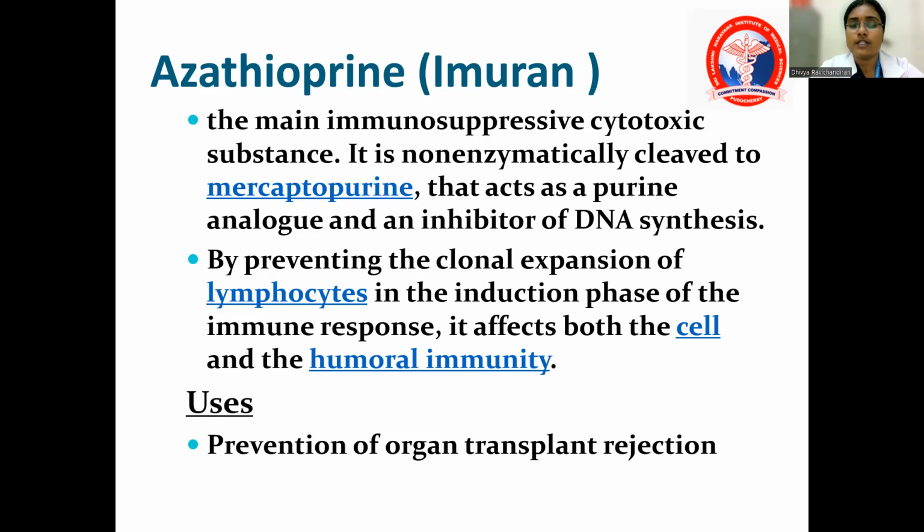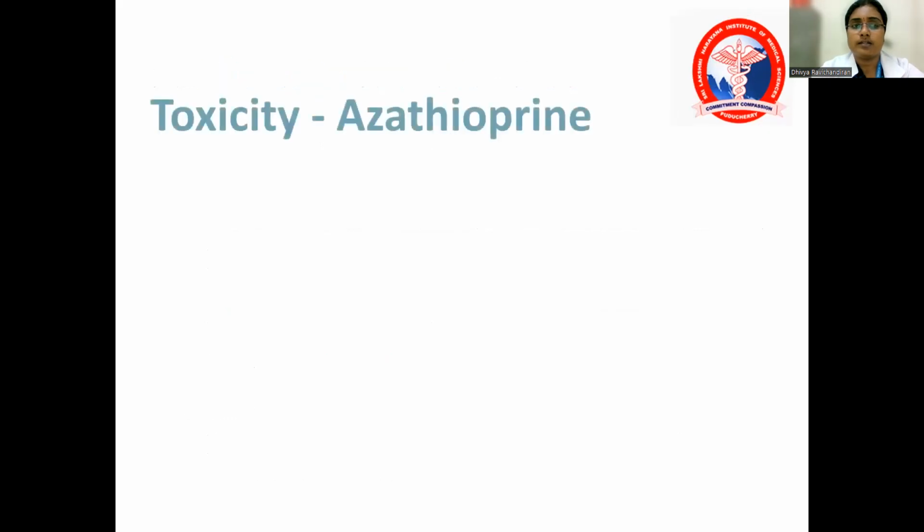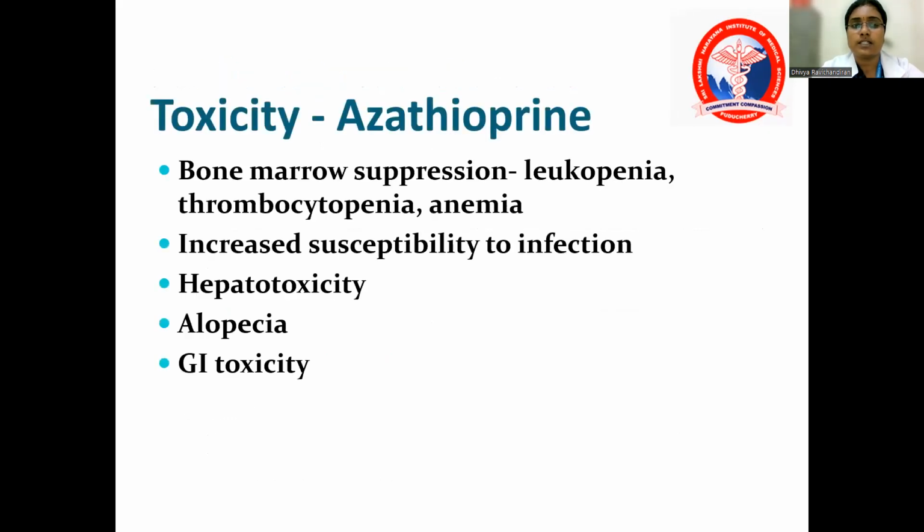The uses are prevention of organ transplant rejection and use in rheumatoid arthritis. Some of the toxicities are bone marrow suppression, leading to leukopenia, thrombocytopenia and anemia, increased susceptibility to infections, hepatotoxicity, alopecia, and GI toxicity. The drug interaction is with allopurinol.